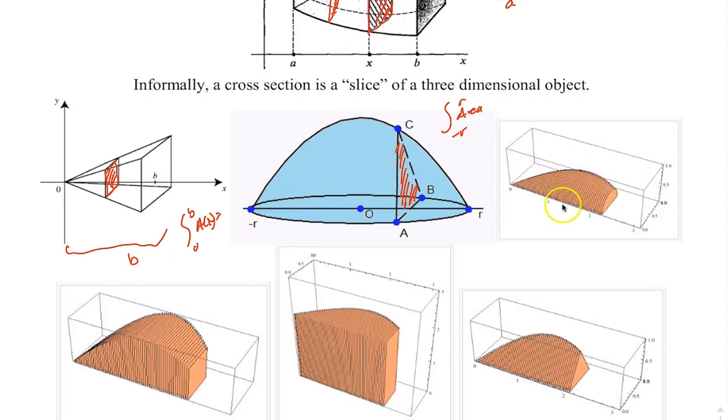Here are some artist renderings of it. You can see all the little slices. There are infinitely many slices. When you find the area, you find the area of one of these, and then when you integrate, you're adding up all of them put together. That's what gets you the volume. So that's the idea.